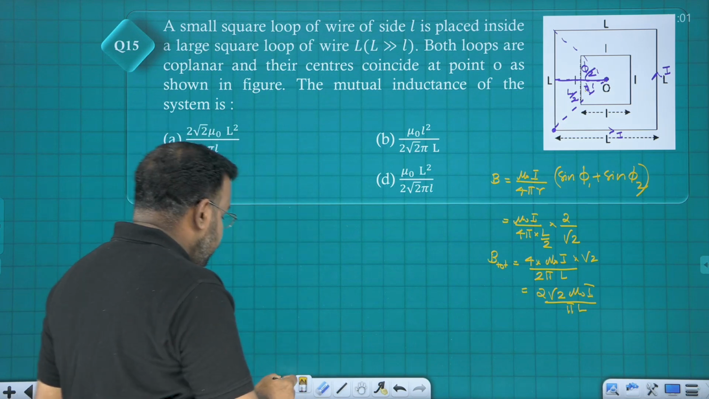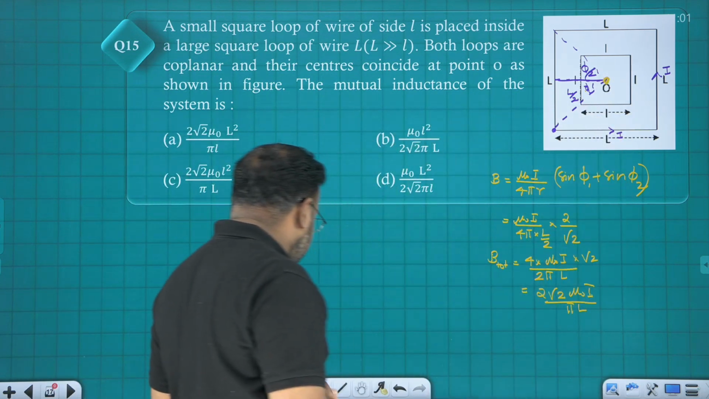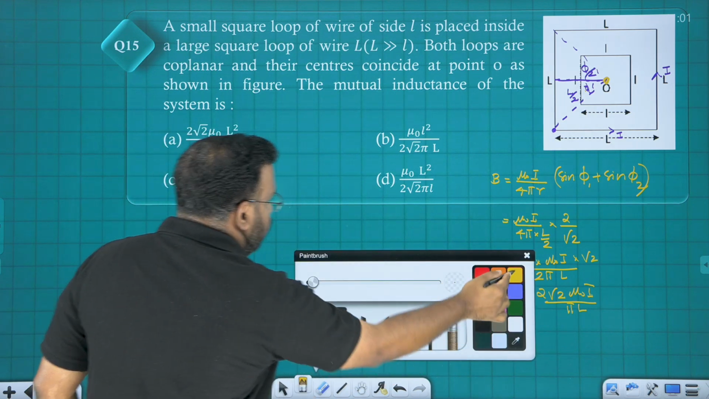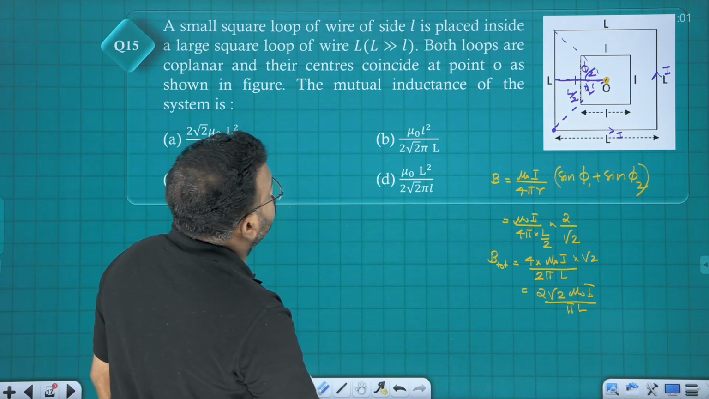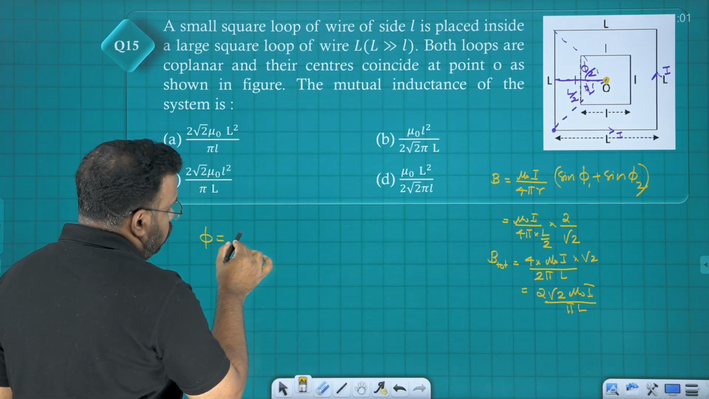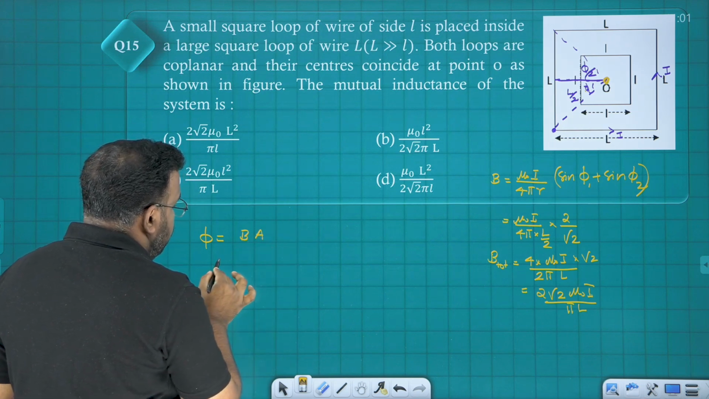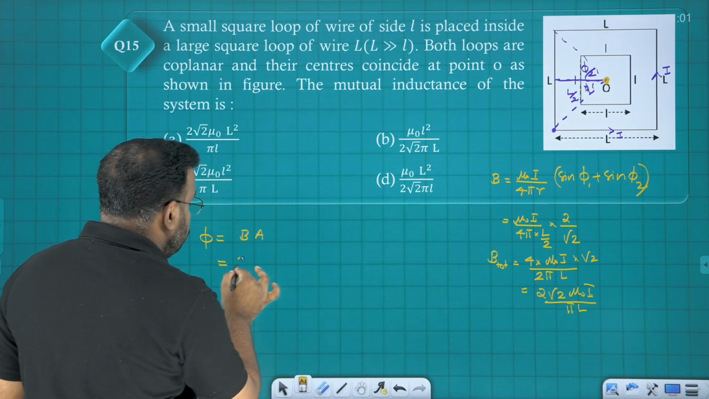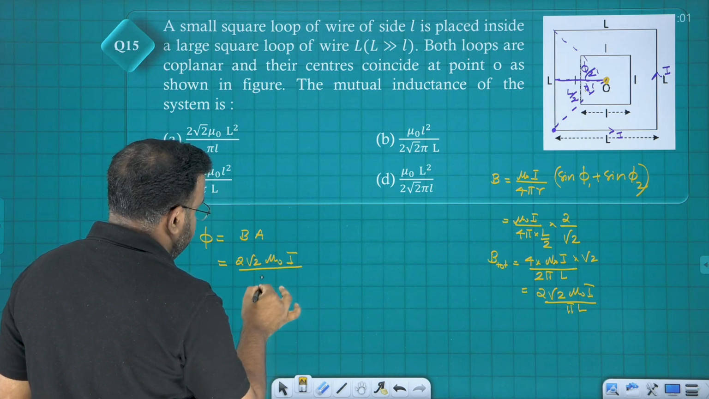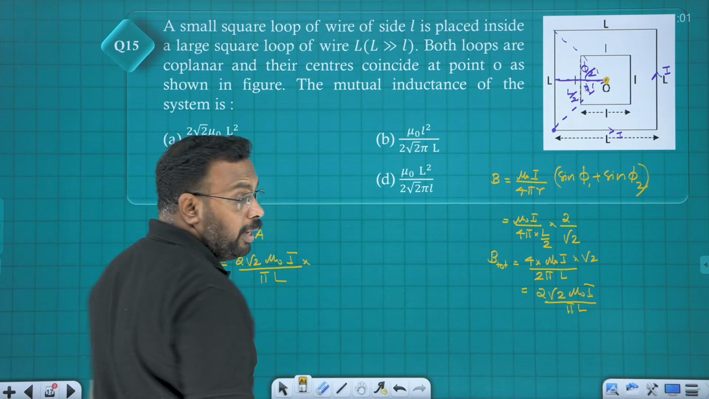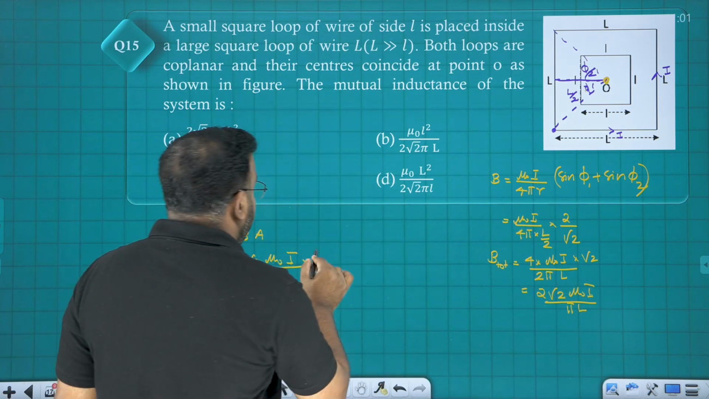This magnetic field will be there at the center. Now we can find the flux of the inner coil. If you are writing phi is equal to, what is the formula? Here the number of turns is 1, so no need to worry about the number of turns. BA cos theta, but theta will be 0 here. So BA. B we got here, 2 root 2 mu naught I by pi L, into area. Which area? Area of the inner loop. What is the area of the inner loop?